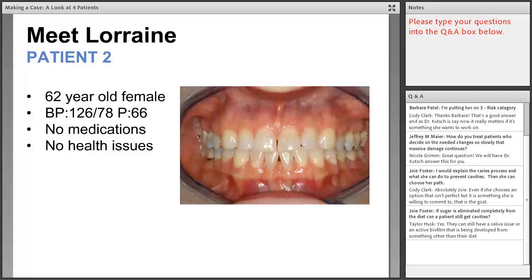Do you see a lot of biofilm on her teeth? Does she have pretty good home care? That's immediately what I'm looking at every time I look at that patient. You just think saliva, diet, biofilm. That's your mantra.